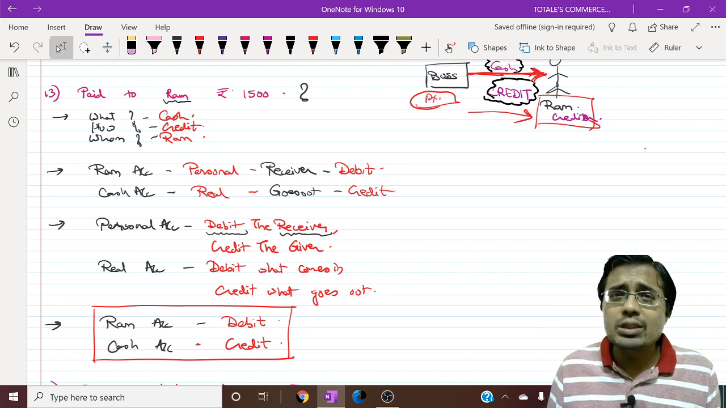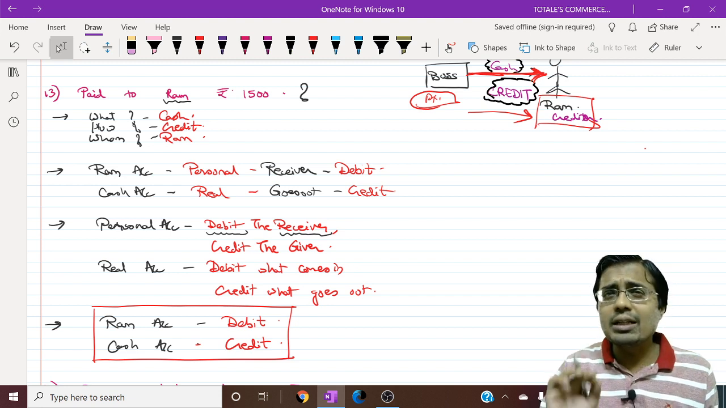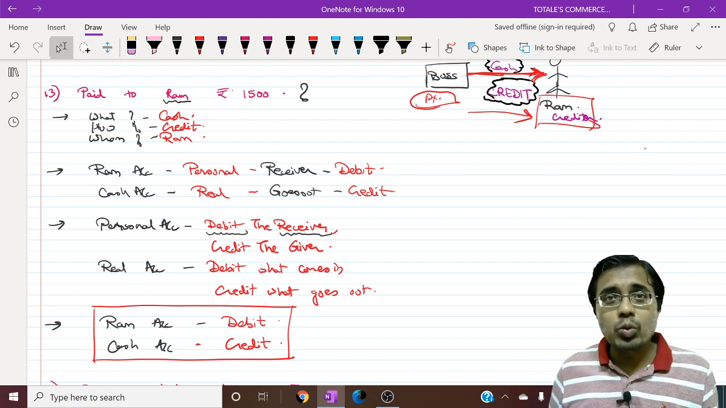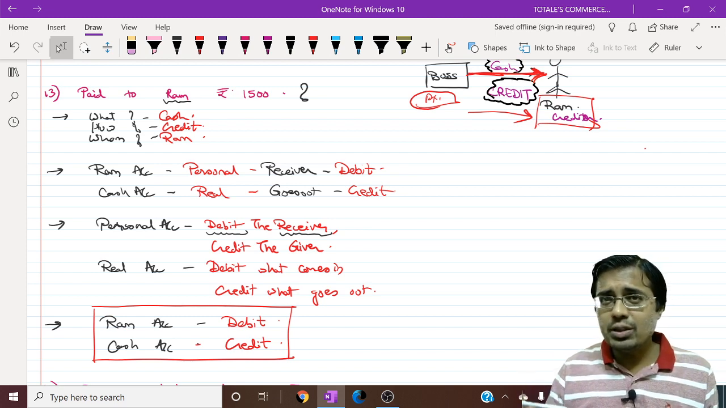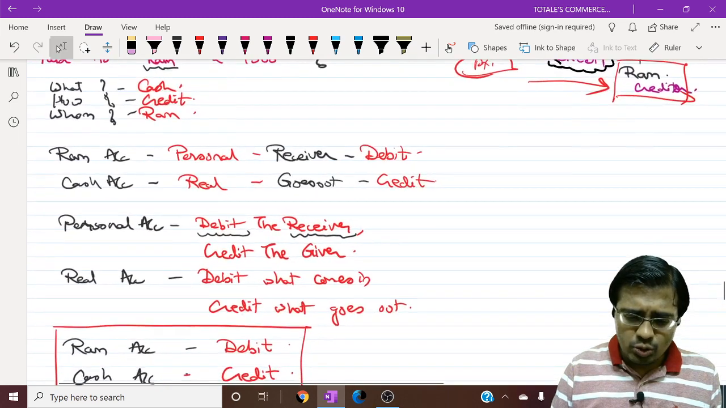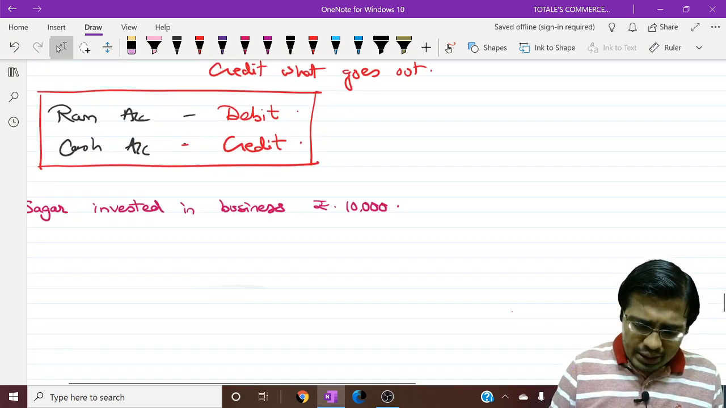Now again the question arises, why are we paying to Ram? No reason has been given. So there is an assumption that we are paying to him because we already owed that money to Mr. Ram. So it means that the transaction is a credit transaction. So now what are we paying to Ram? Cash. How? Credit whom? Mr. Ram. Ram personal receiver debit, cash real goes out credit. So it's a simple transaction.